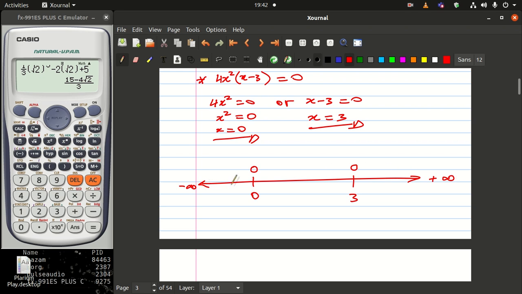And then if you look at this part here, we pick a value. The first thing is to pick a value that is less than 0. So negative 1 is one value. And then the value between 0 and 3, we know that's supposed to be a 1 or a 2. And then a value between 3 and infinity, we can pick a 4.